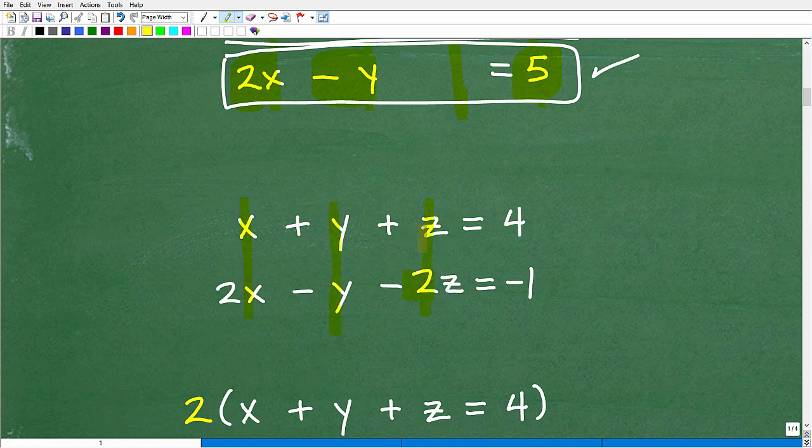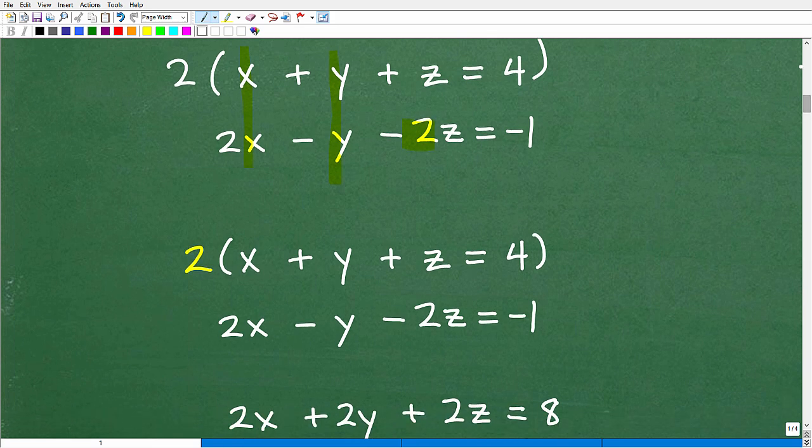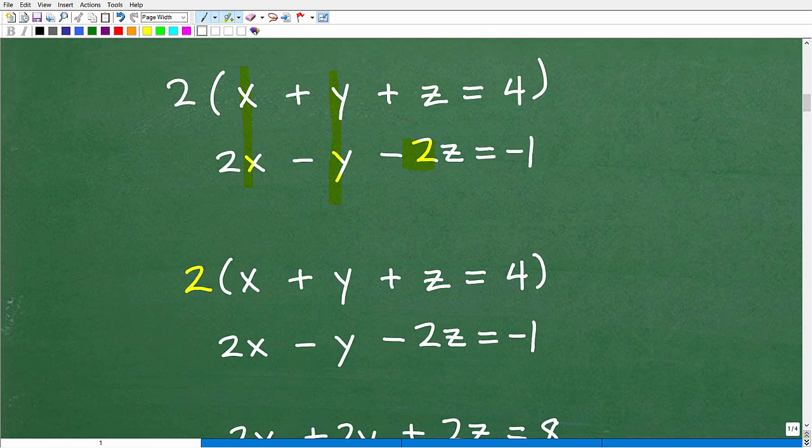So how do I get rid of the z here? Well, I'm going to have to turn this into a positive 2z in order to get rid of the z by combining these. So in order to do that, I'm going to have to multiply this entire thing by 2. Again, this is stuff you need to already know how to do, the elimination combination method, substitution method. If you don't know how to solve 2-variable systems, then you need to go back and review that.